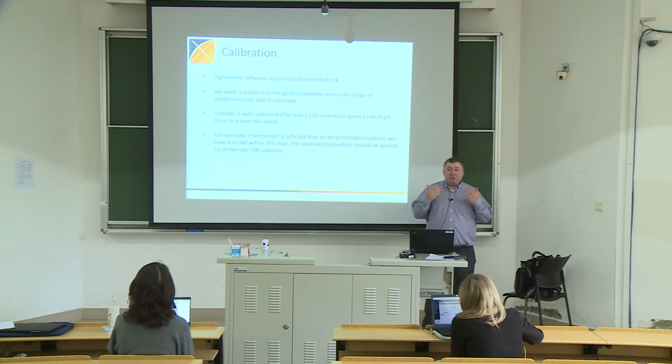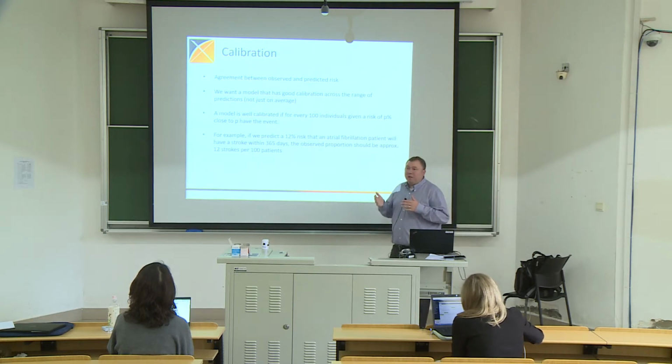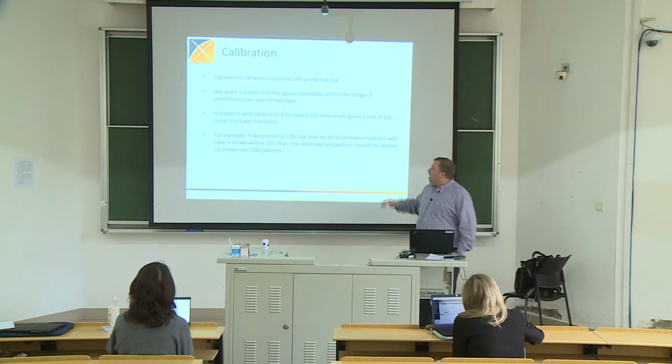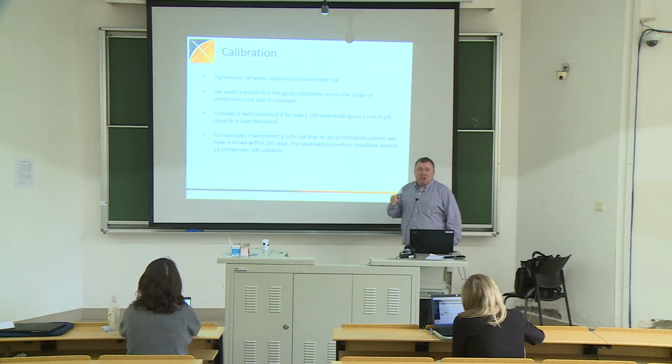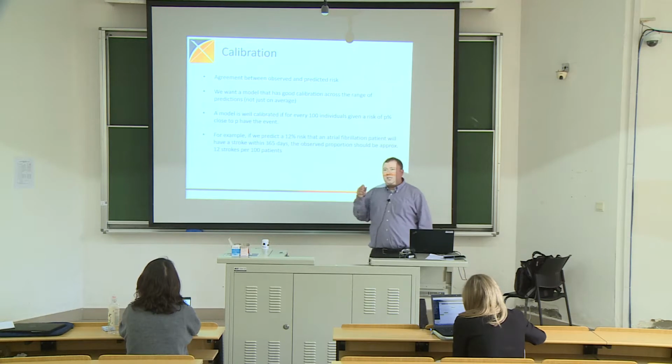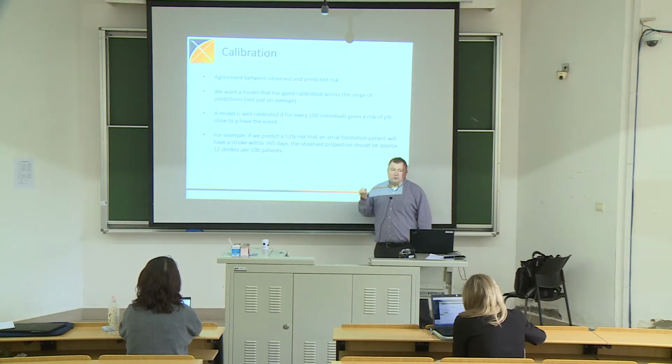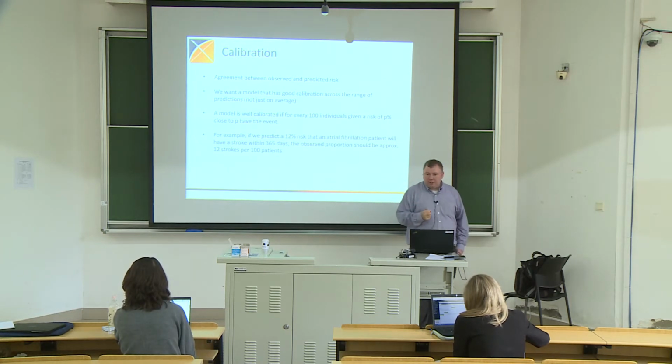So the idea of discrimination is we just want to know how well we can do at separating the people with the disease from the people without the disease. Calibration is making sure that the predicted probability we give every patient actually reflects the observed risk that that patient is going to experience.